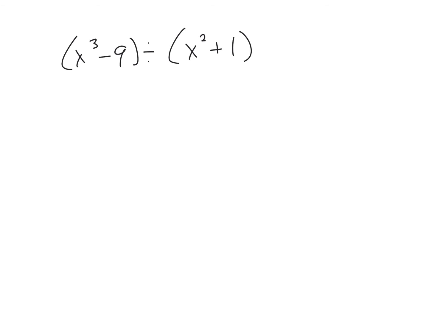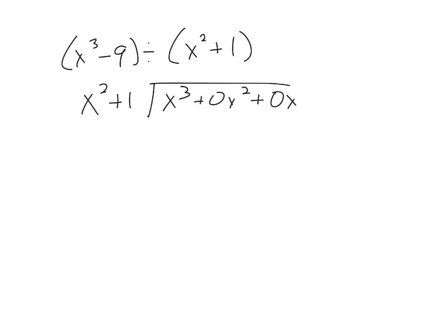All right, new problem. x cubed minus 9 divided by x squared plus 1. So I know I wrote it like this, but I'm going to make a little change. Anytime we skip values in our dividend, we're going to put a 0 there as a placeholder. This will help us whenever we're adding, subtracting, whatever.